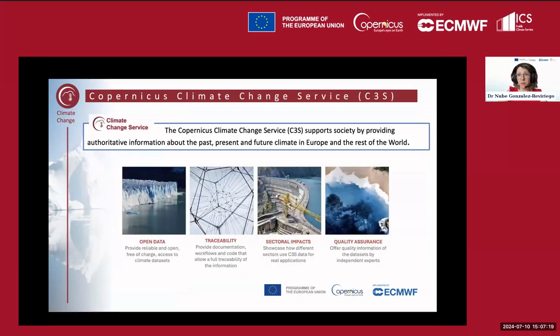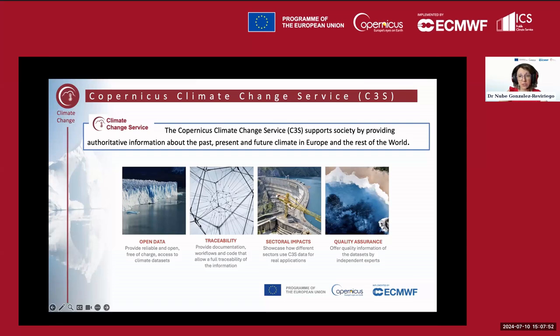A little bit more about Copernicus. So the main aim of the Copernicus Climate Change Service is to support society by providing authoritative information about the past, present, and future climate in Europe and the rest of the world. If I have to define the Copernicus Climate Change Service in a nutshell, I would say that it provides reliable, open, and free of charge datasets.